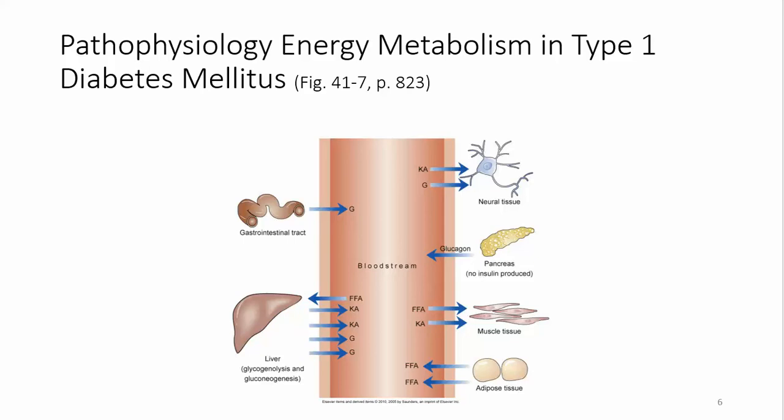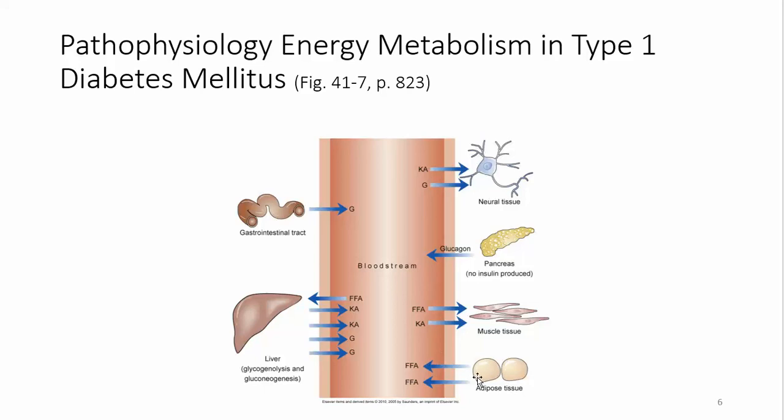So in type 1 diabetes, the pancreas is producing no insulin at all, which means that glucose can't get into tissue cells, can only get into neurons. But we have glucose being introduced by the GI tract and by gluconeogenesis and glycogenolysis. Right?